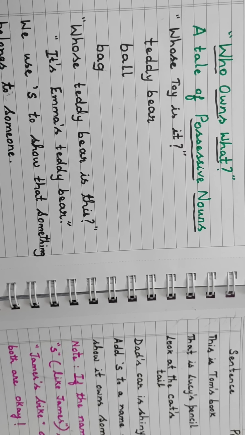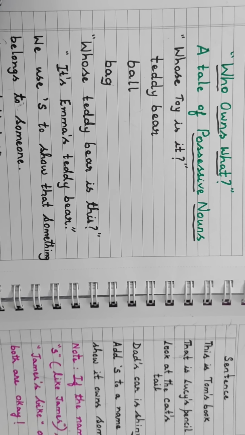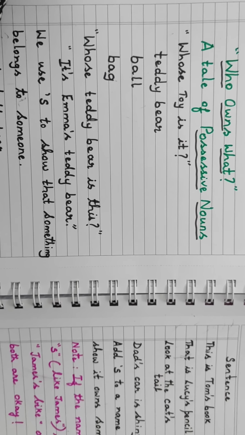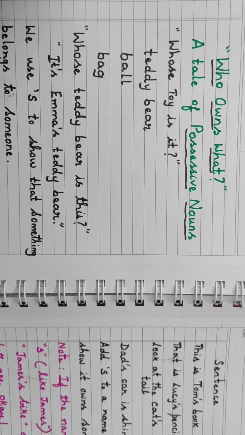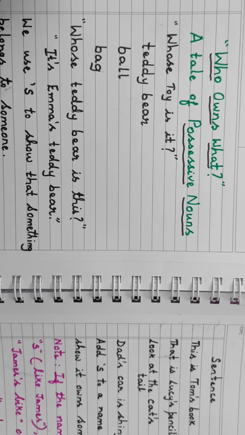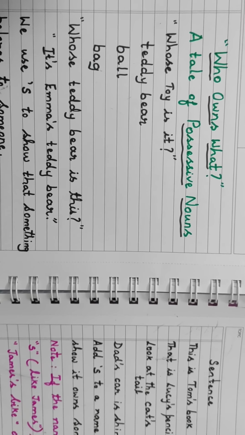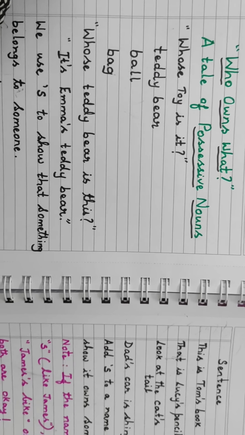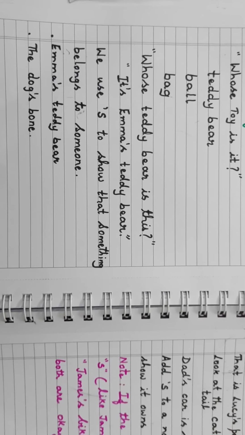F-R-I-E-N-D apostrophe S. When you add an apostrophe S to friend, it means the bag belongs to your friend. Friend's bag. So whenever you write which person something belongs to, you use apostrophe S for that particular person, so that it shows that person owns it. We had taken the examples of Emma and the dog.